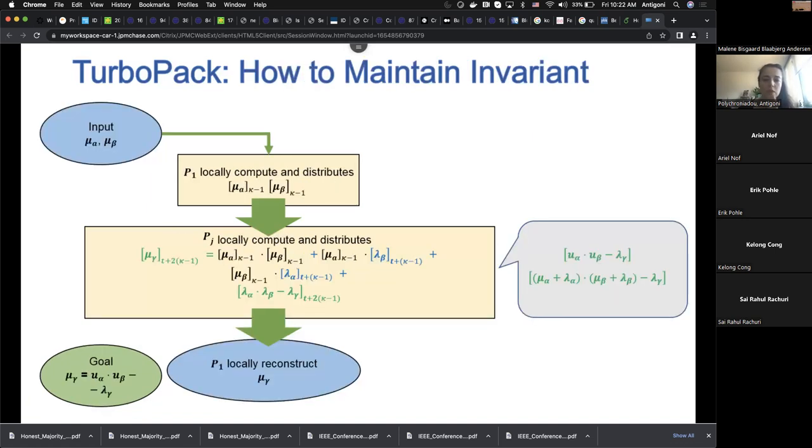Now I'm going to show you how we can generate this pre-processed data.